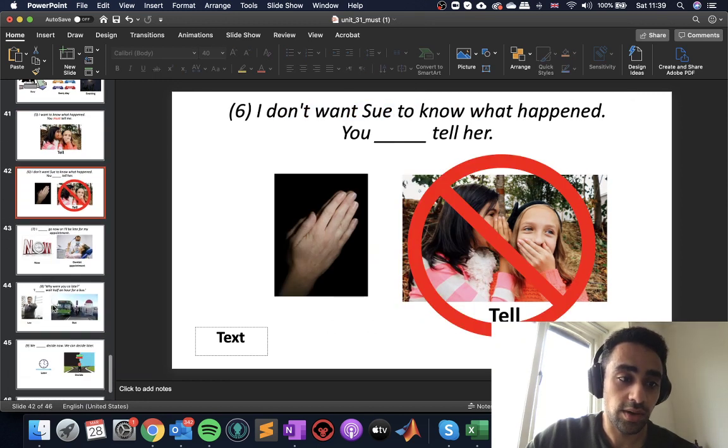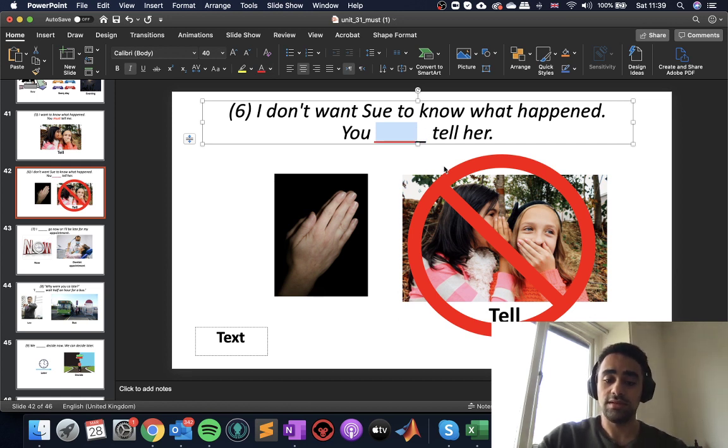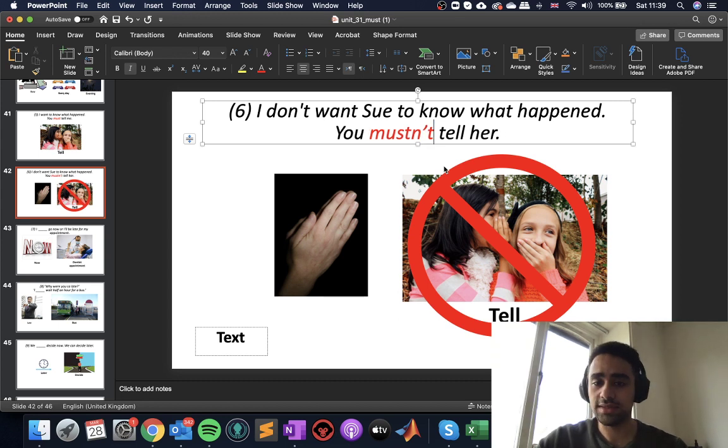The next one, I don't want Sue to know what happened. So Sue cannot know what happened. It is necessary that Sue doesn't know what happened. So in this case, you mustn't tell her. So you must not tell her what happened because I don't want her to know.